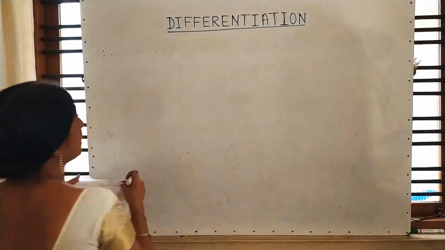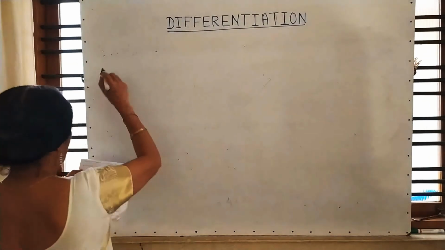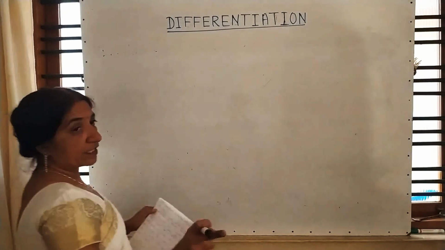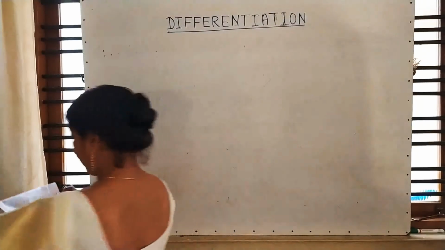The question is: differentiate the following with respect to x, or find the derivative of the following. Write it down. In the last class I completed up to question 120. Now I am continuing with the next number, 121.